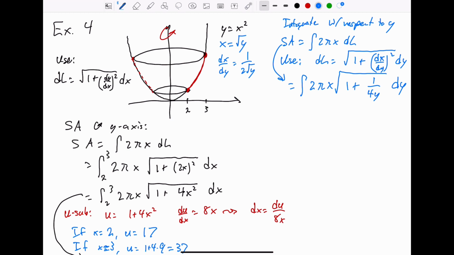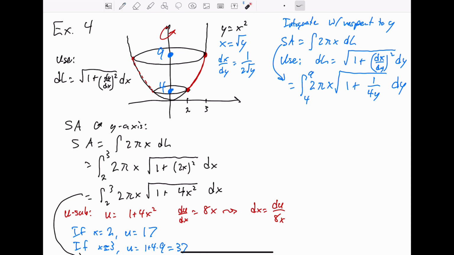Now, what are the limits of integration here? Well, the limits of integration must be y values. We integrate from this height to this height. How do we get those y values? We plug in 2 and 3 into the function. So 2 squared gives us 4. That's the lower limit of integration. 3 squared gives us 9. That is the upper limit. So we integrate from 4 to 9.